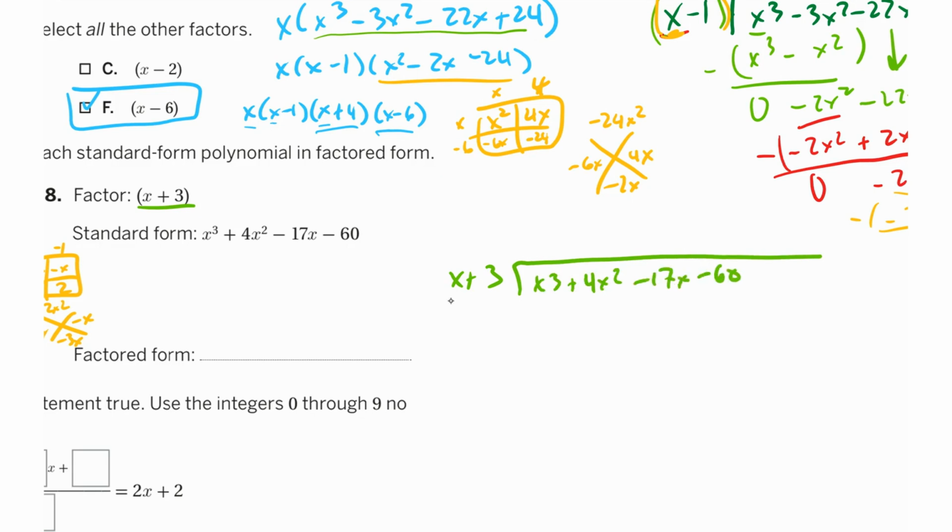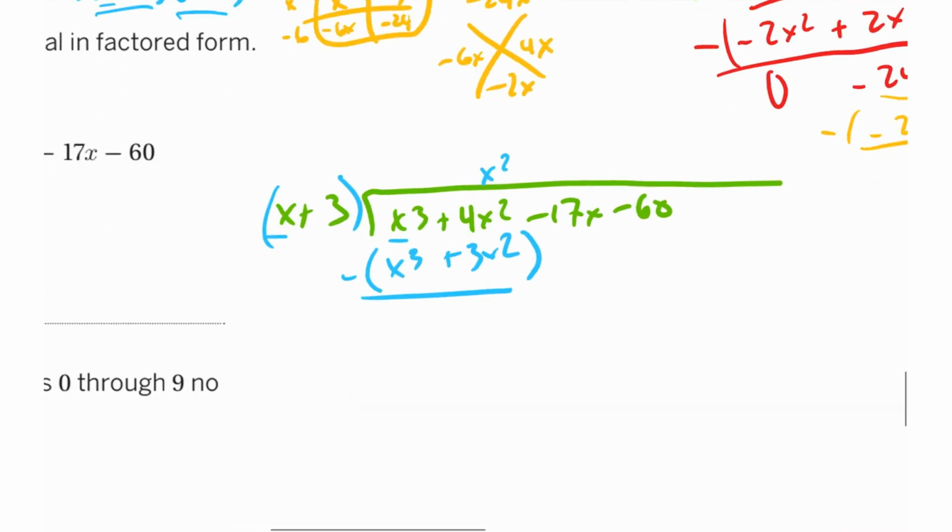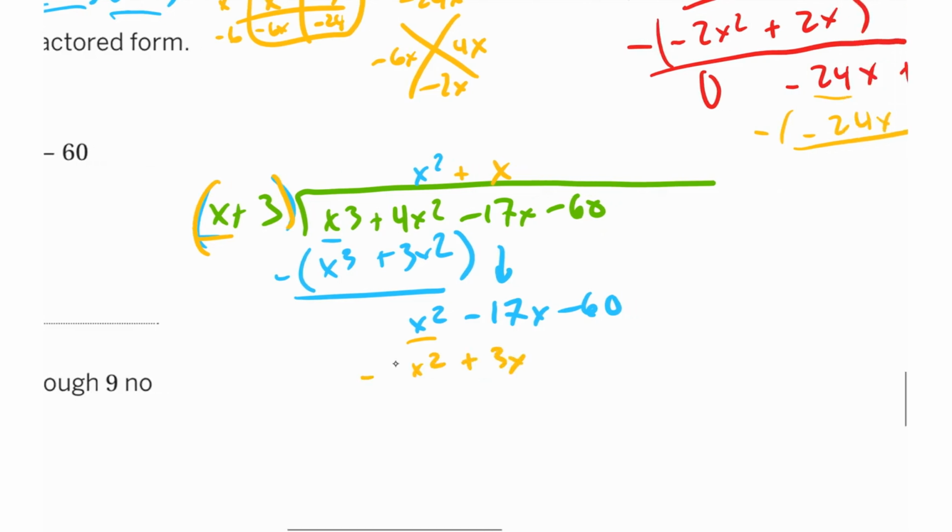So x times x squared gives me x cubed. When I multiply, I get x cubed plus 3x squared. I subtract, and I get just x squared, and then I bring down the rest. X multiplied by just a positive x gives me x squared. When I multiply that, I get x squared plus 3x. And then I subtract.